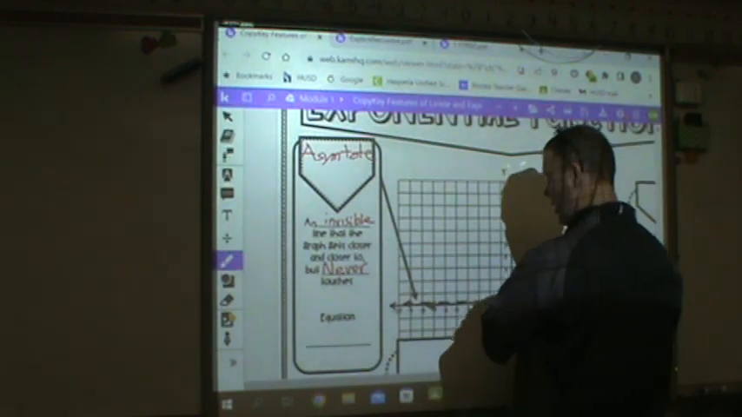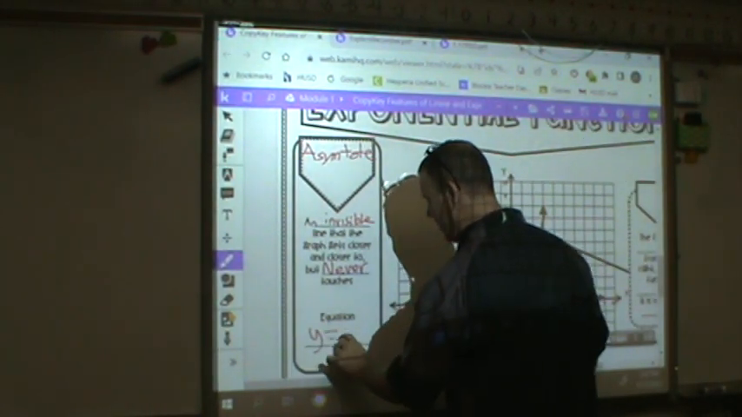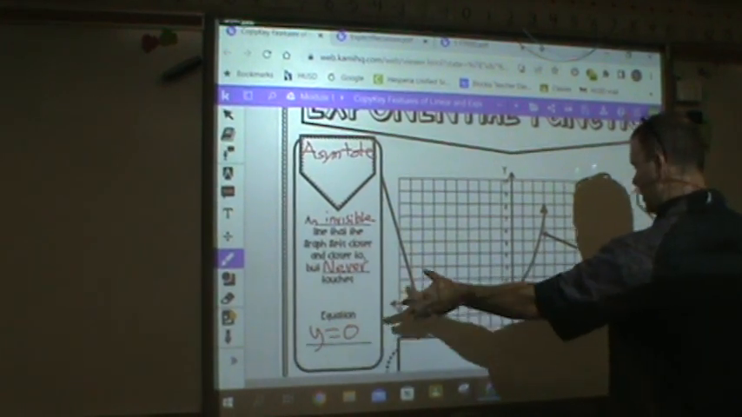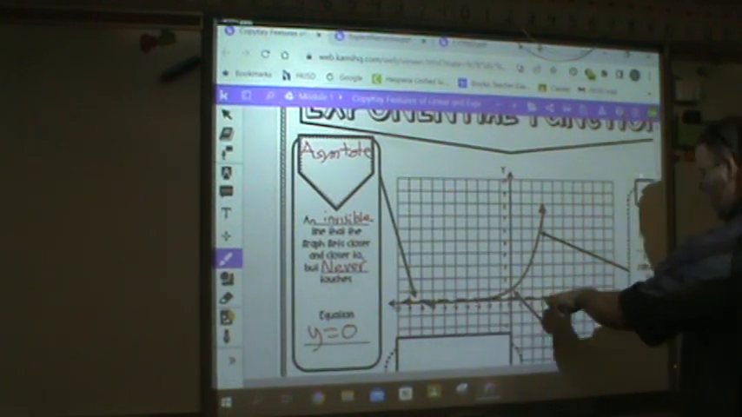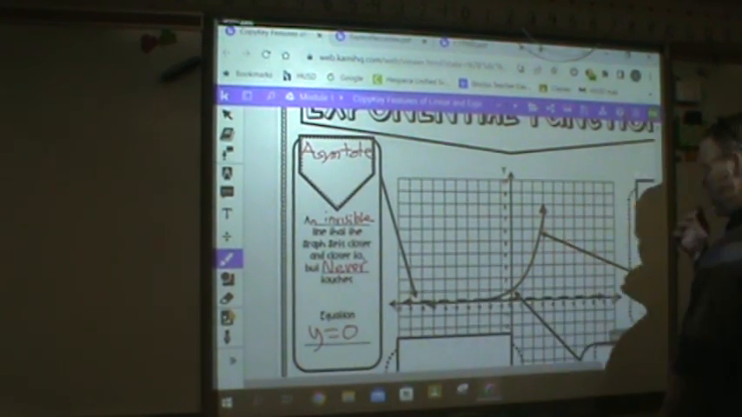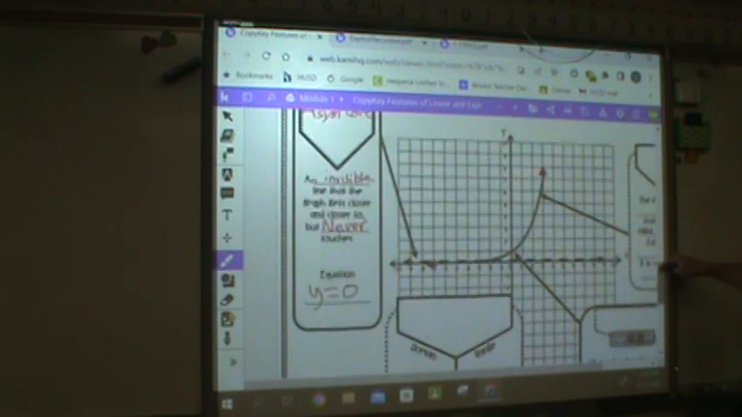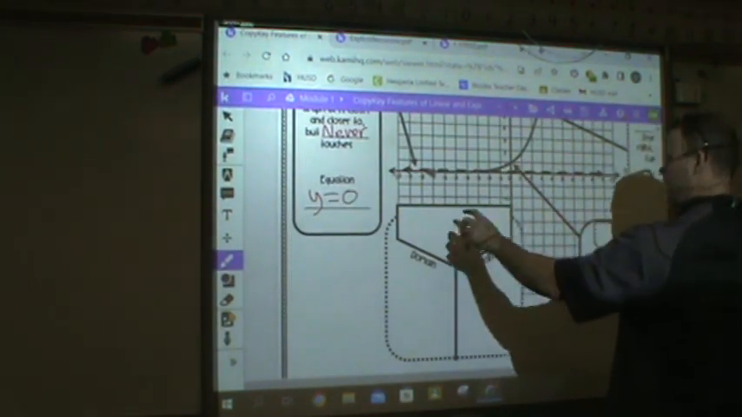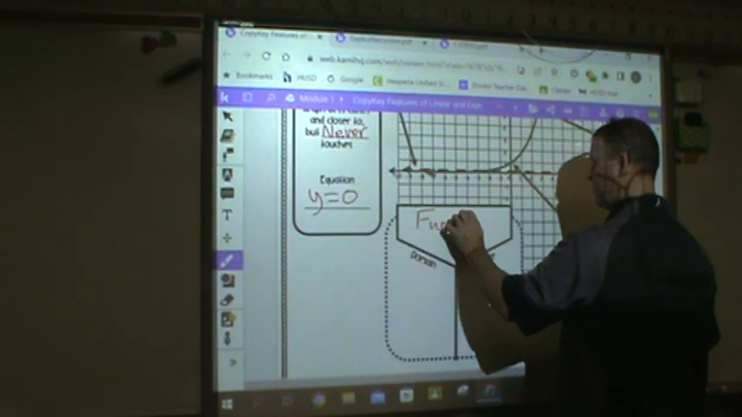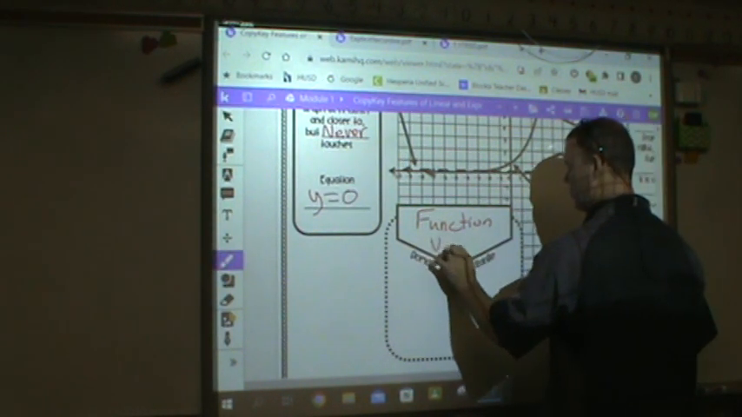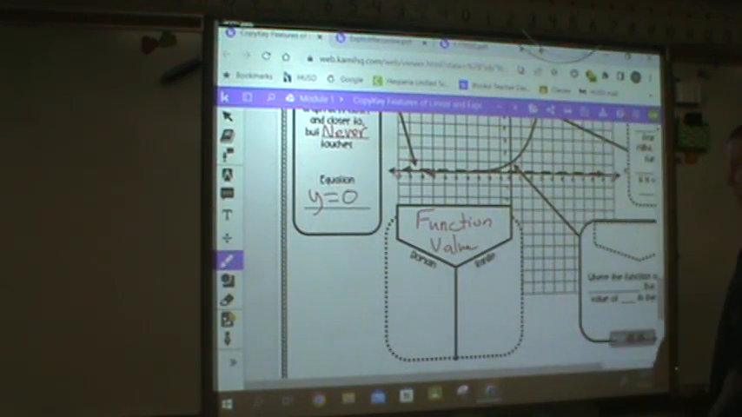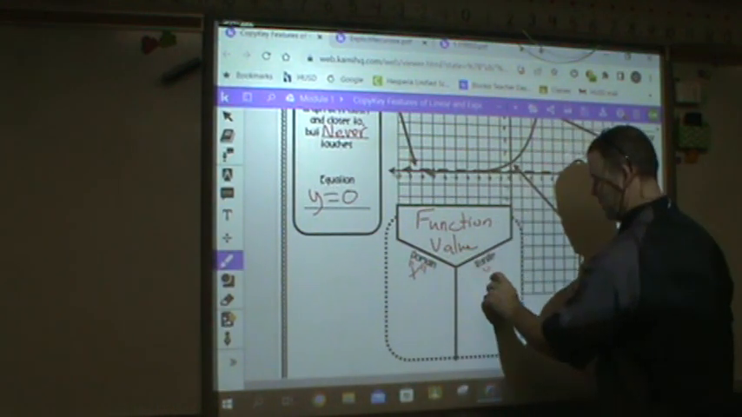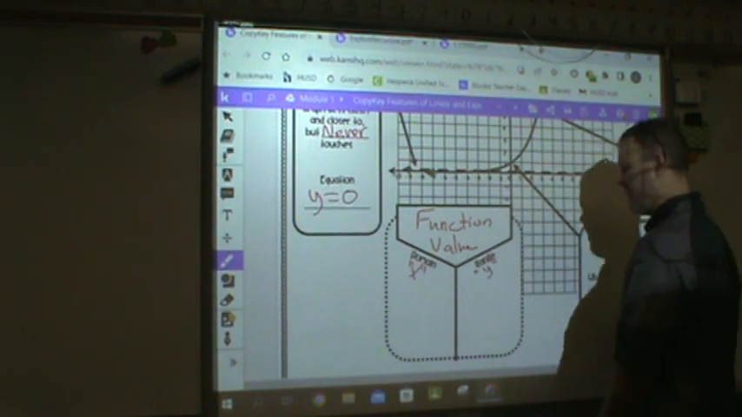The equation of this asymptote is going to be y equals 0 because it is a horizontal line. If I set something on it, it does not roll anywhere. That dashed line has a 0 slope. The next thing we're going to look at is the domain and range, or the function value for this. The domain is x values, the range is y values.